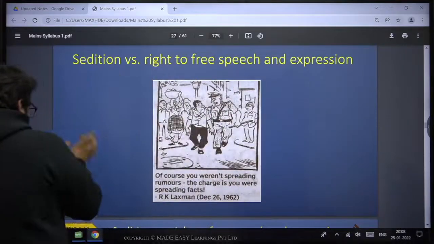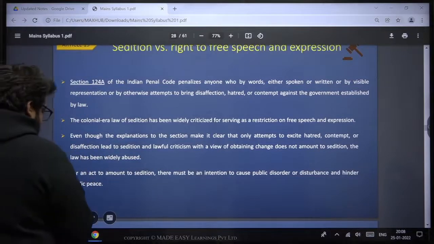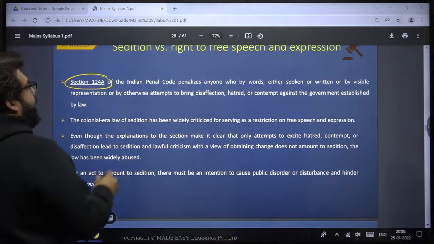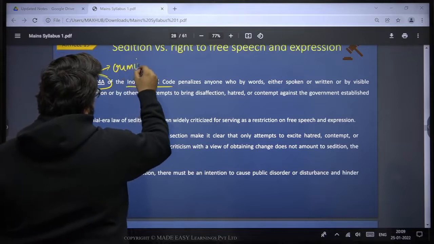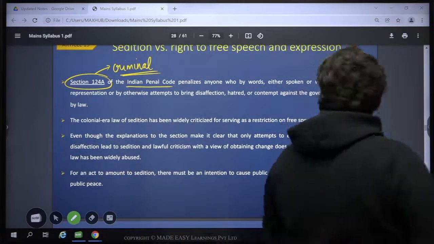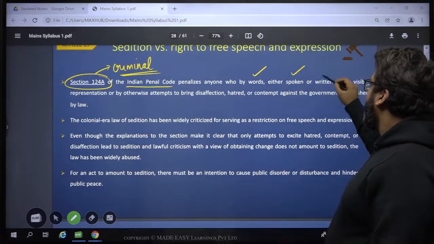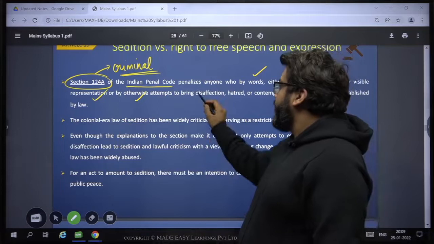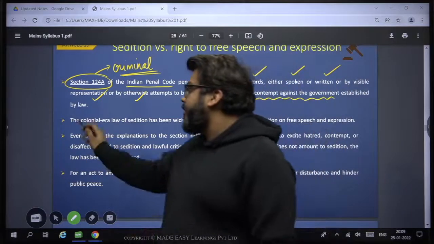Now let's begin our understanding of sedition, then we'll get into the technical details, right? So what is sedition? Sedition is under Section 124A of the Indian Penal Code, which means that this is a criminal offense. If a person commits sedition, then the person has to go to jail and pay a fine, or both. It penalizes anyone who, by words either spoken or written, or by visible representation, or otherwise, attempts to bring dissatisfaction, hatred, or contempt against the government established by law.